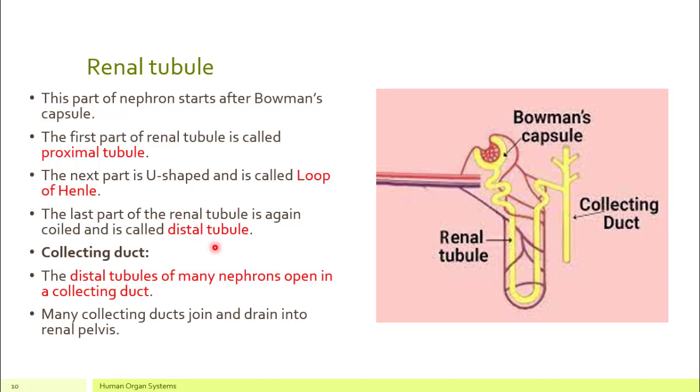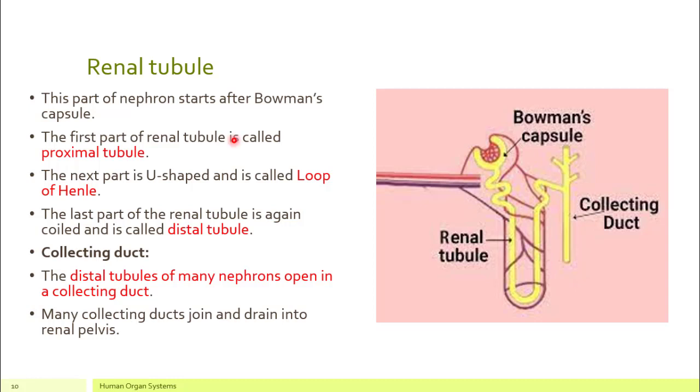We have discussed three important tubule structures here. Right after the Bowman's capsule, this portion is called proximal tubule. The U-shaped structure is called loop of Henle, and this tubule structure is called distal tubule. After this, we have a collecting duct here. The distal tubules of many nephrons open up into this collecting duct right at the end. These many collecting ducts then join together and then drain into renal pelvis. They will drain the urine right into the renal pelvis.